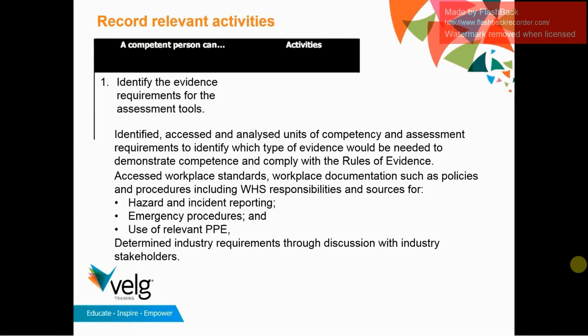And then what I do, I actually then look at the workplace. Are there any workplace standards, workplace documentation, policies and procedures? Again, including people's work health and safety responsibilities and anything to do with what they do with regard to work health and safety. And then I look at the industry requirements through discussion with industry stakeholders. So that's what Pricey does. I'm not suggesting that's what you do, but that's what I do.